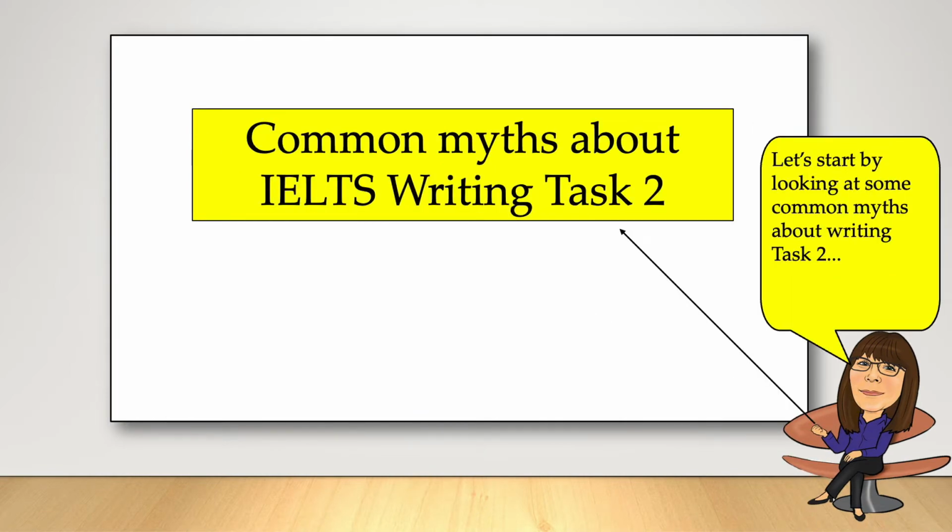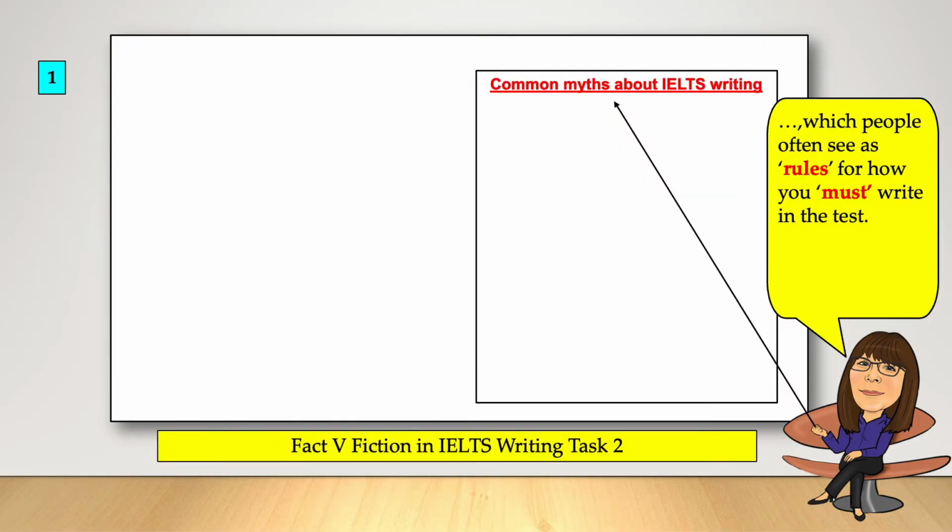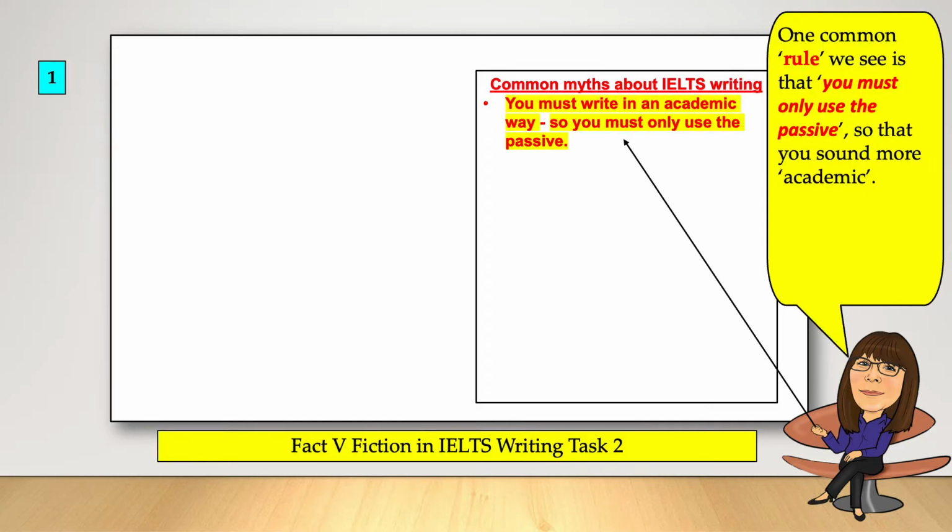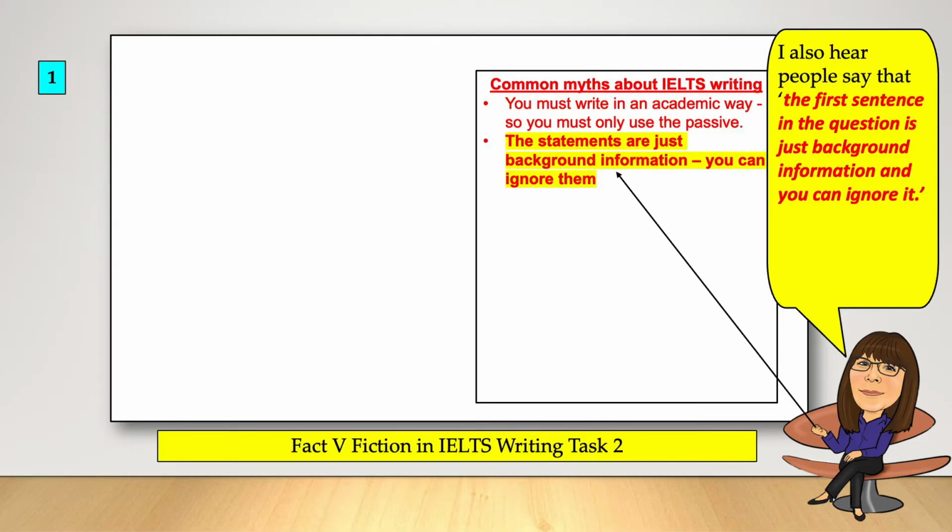Let's start by looking at some common myths about Writing Task 2, which people often see as rules for how you must write in the test. One common rule we see is that you must only use the passive so that you sound more academic. I also hear people say that the first sentence in the question is just background information and you can ignore it.